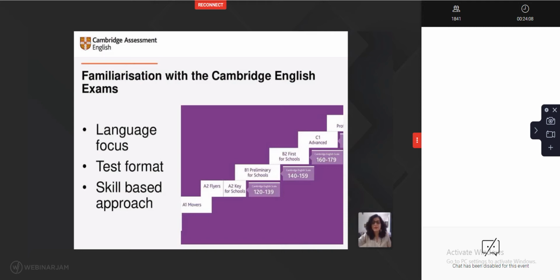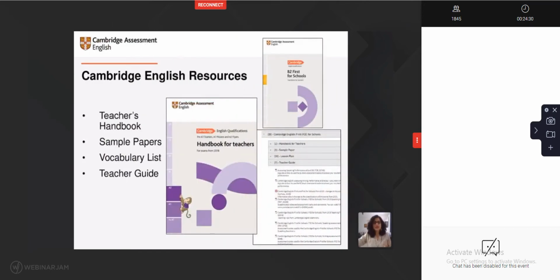Now here we need to bear in mind that all Cambridge English exams are skill-based exams. The proficiency exams, which test the language proficiency of the candidate, have a skill-based approach. That is, the candidate is tested on their listening skills, their speaking skills, their reading skills, and their writing skills. So now the next natural question that is to follow is, where and how do we familiarize ourselves with the above aforementioned points?